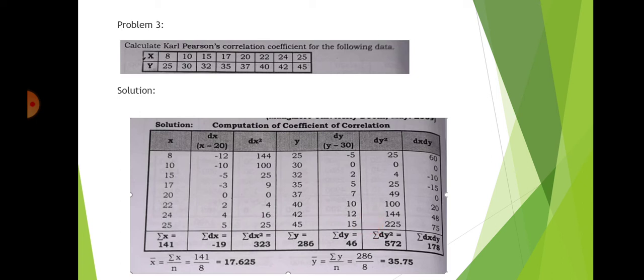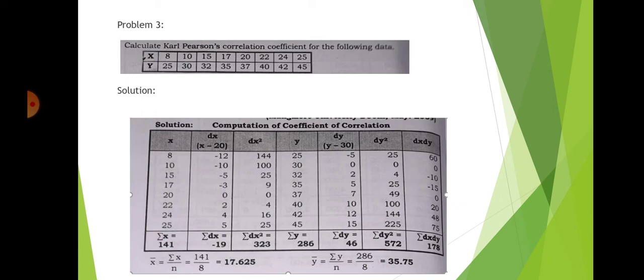Now dx dy is the product of two columns. Dx is the second column, dy is the fifth column. Minus 12 into minus 5, which is 60. Minus 10 into 0, which is 0. Minus 5 into 2, which is minus 10. Minus 3 into 5 is minus 15. 0 into 7 is 0. 2 into 10 is 20. 4 into 12 is 48. 5 into 15 is 75. Now the addition of these is sigma dx dy, which is 178.